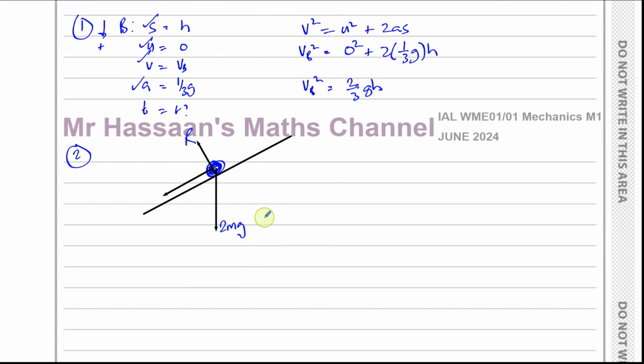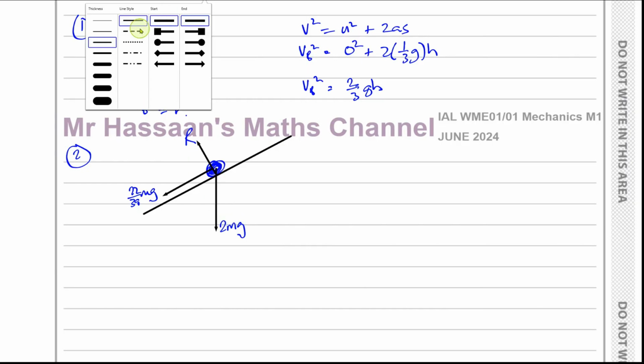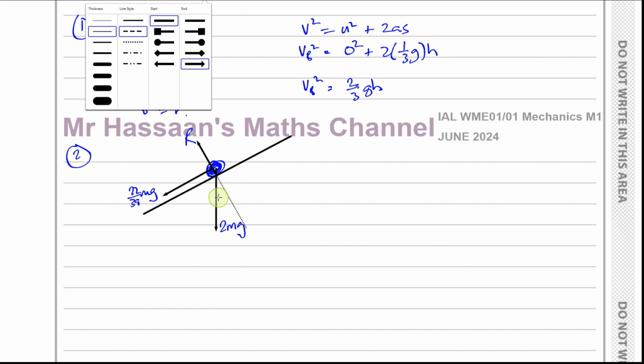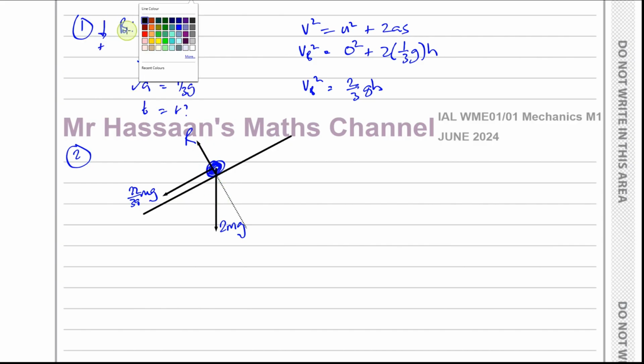In this case, it will stay the same. So this is going to be 22/39 mg. And then we have the component of the weight acting down the plane, which is going to be this direction here. So you're going to have the component of the weight acting down the plane, which is 2 mg times sine of alpha.